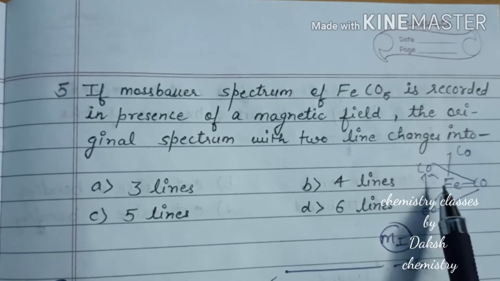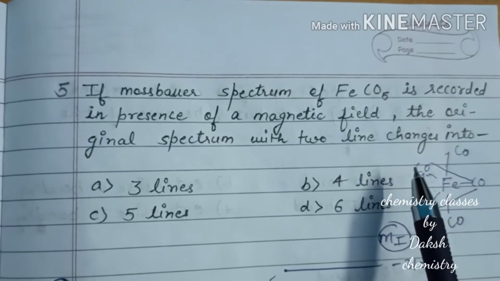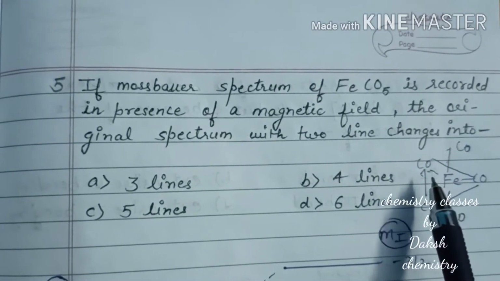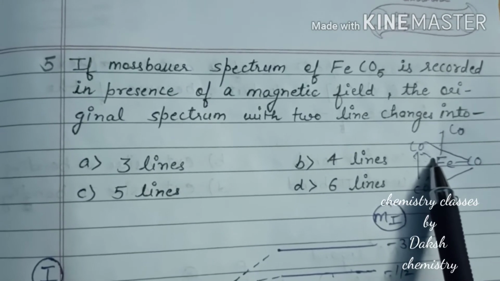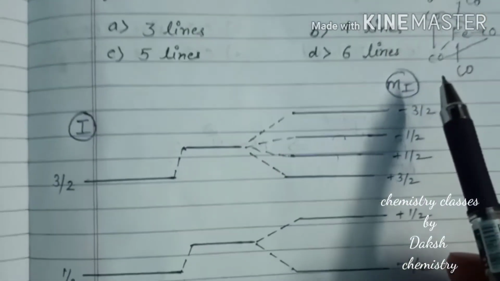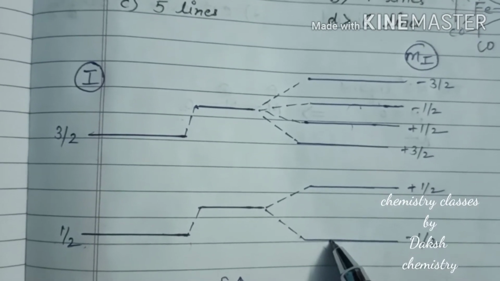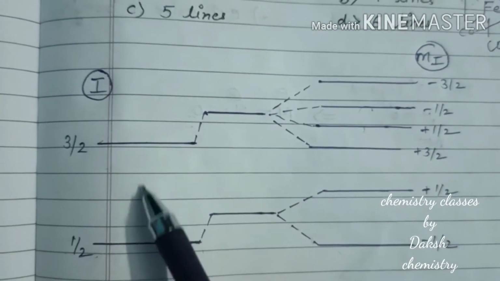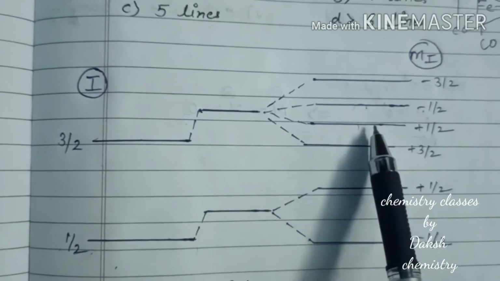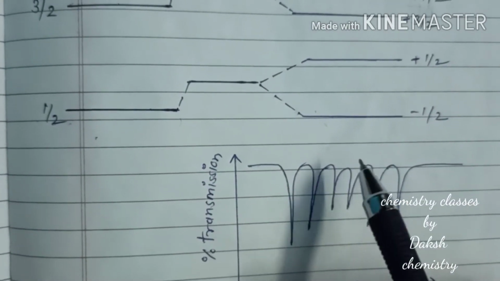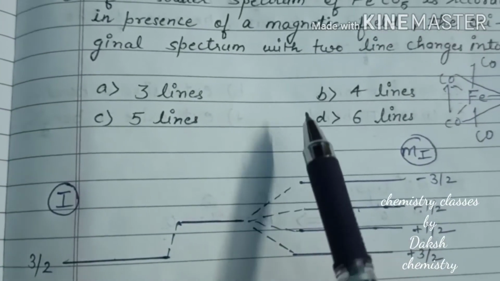But when we observe the spectrum in the presence of a magnetic field, these 2 signals split into 6 signals due to coupling. It gives 6 signals. So the correct option is answer D.